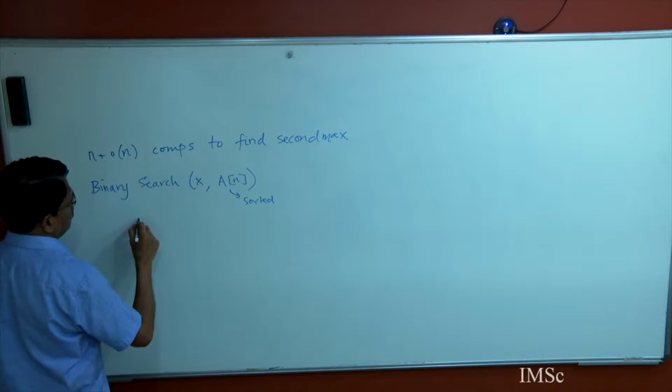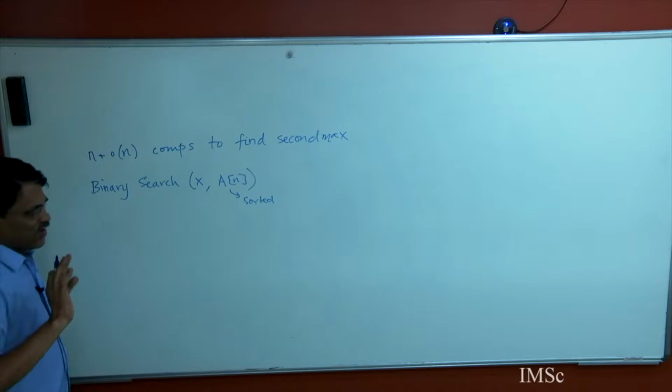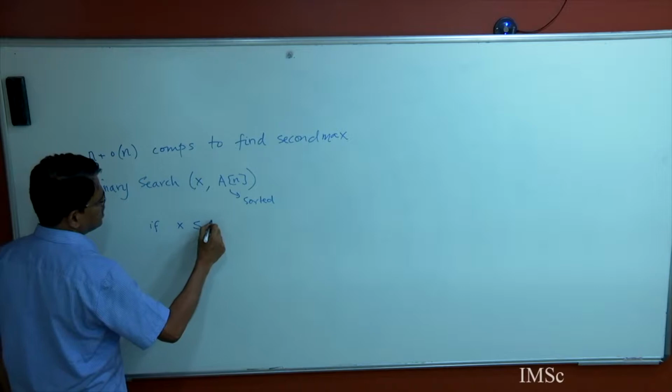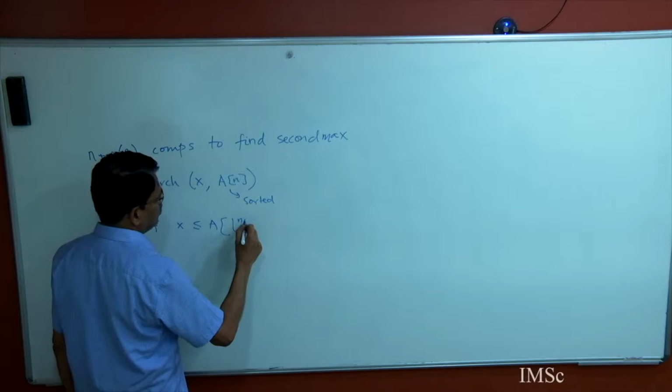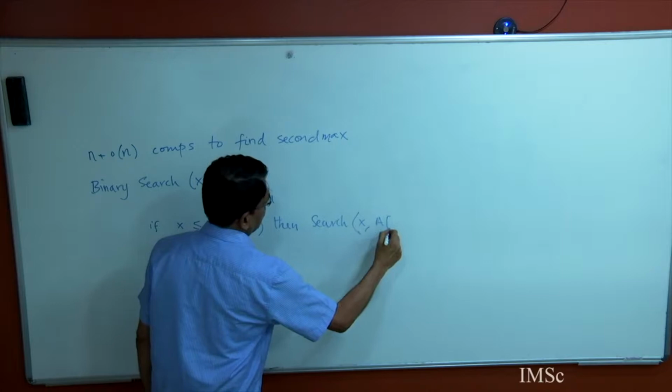And the algorithm is, okay, I mean, you all understand what binary search is, go to the middle and compare, but actually coding it carefully requires a lot of work, okay? Because there are many ways one can make mistakes. So the algorithm would simply say, if x is less than or equal to a of floor n by 2, then search x in the first n by 2 elements.